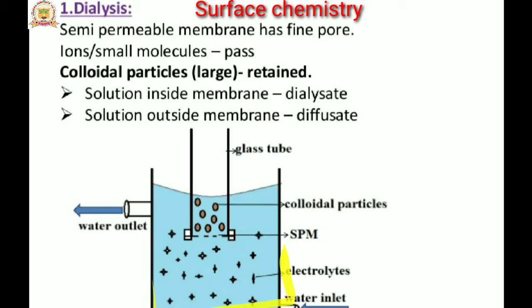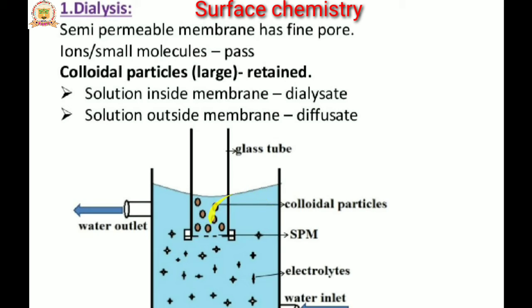Otherwise, see here, this tank consists of the dispersion medium, water, and it also has the colloidal particles. This glass tube contains the colloidal solution, the colloidal particles. It is tied with the help of the semi-permeable membrane. Here, only the colloidal particles are bigger in size, so they will settle in this glass tube. The remaining unwanted crystalloid, or the unwanted electrolyte, will move out and settle down. This is called the dialysis process.